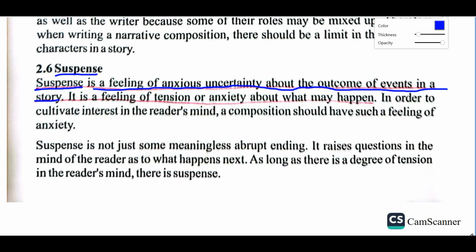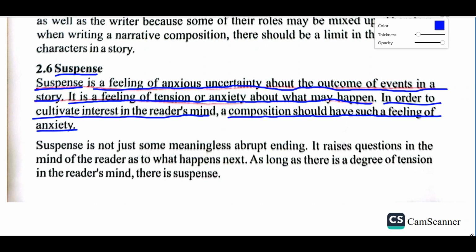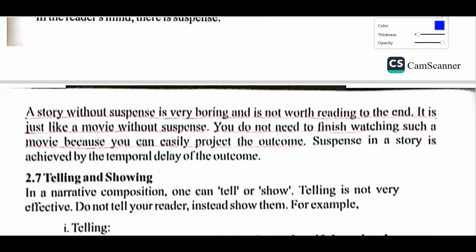That's how the narrative composition should be. It has to leave the reader in suspense. It is a feeling of tension or anxiety about what may happen. In order to cultivate interest in the reader's mind, a composition should have such a feeling of anxiety. Suspense is not just some meaningless, abrupt ending. It raises questions in the mind of the reader as to what happens next. So you need to make sure that you also put this.